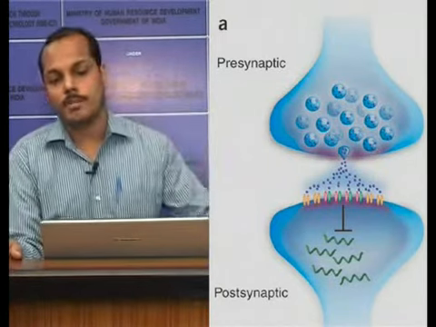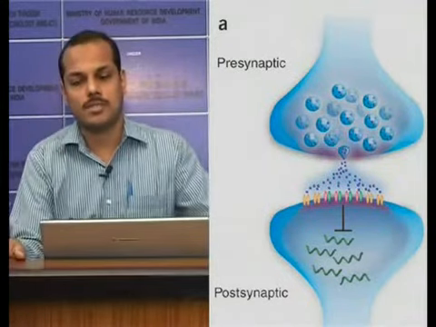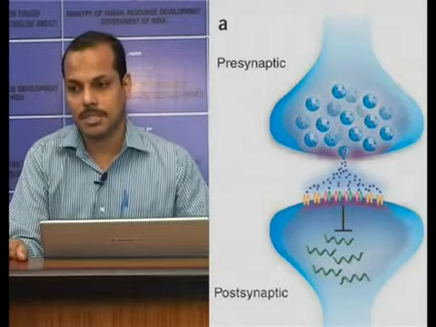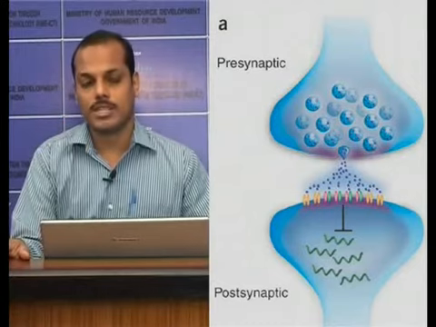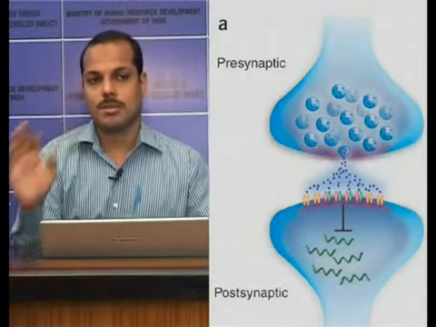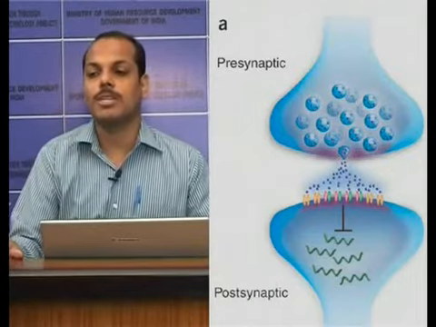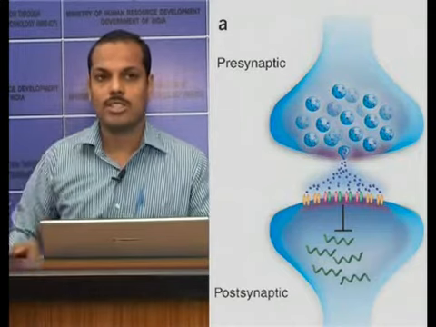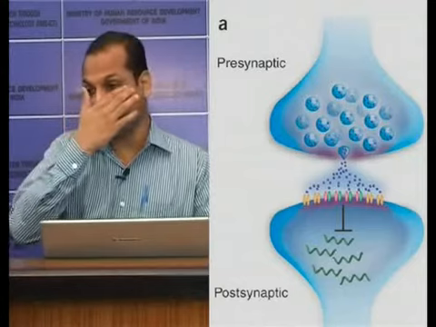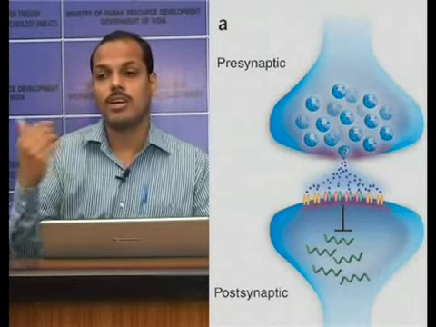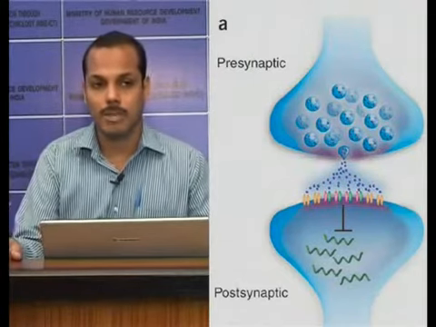Now, in the presynaptic node, there are small vesicles containing chemical substances which act as synaptic transmitters. So, synaptic transmission is done by these chemical transmitters. When the presynaptic neuron is stimulated, or any impulses come to the presynaptic neuron, an action potential will be developed.